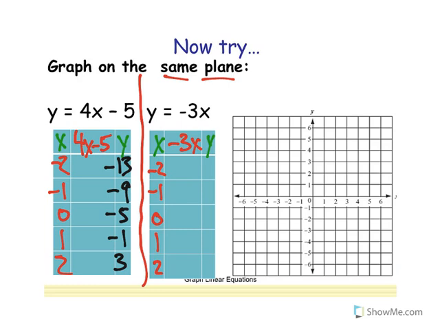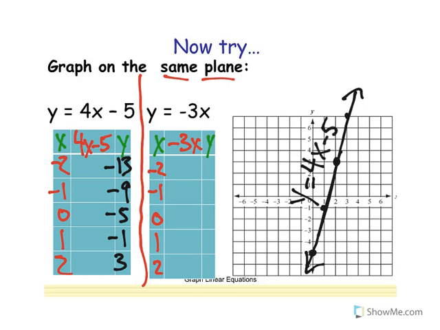Well, I can't fit any of those initial values. I can't fit negative 2, negative 13, or negative 1, negative 9. I can fit 0, negative 5. I can fit 1, negative 1. I can fit 2, 3. I realize that I have to go up 4 and over 1, so I can do that one more time. Now I'm going to do my best to make a nice straight line here. All right, I'm going to use my arrows, and I'm going to label on my line.